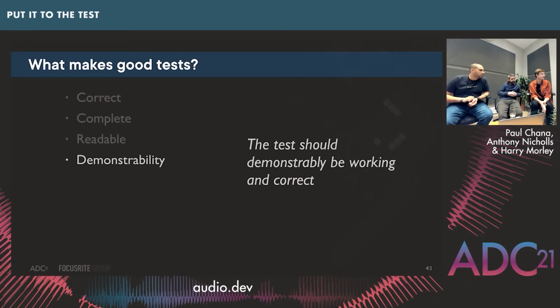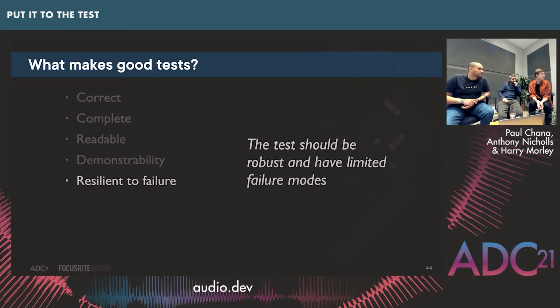So the next one is demonstrability, which is a word I really struggle with, which is about it should demonstrably be working and correct. So I always took this to be that you can see the test passing, that it's easy to understand. There's some output from your test runner that shows you that it's working. You can see in something like CI, continuous integration, that the test is working and you're getting some sort of output from it that tells you that the test is doing what you expect it to be doing. So this is really just that you're running the tests on a regular basis, basically, to make sure it continues to work. Yeah.